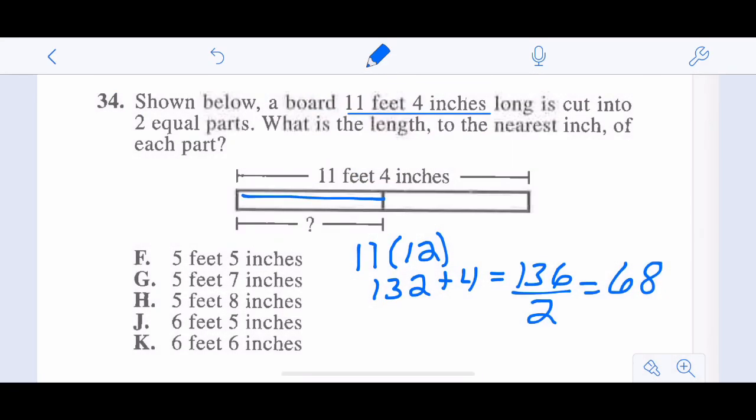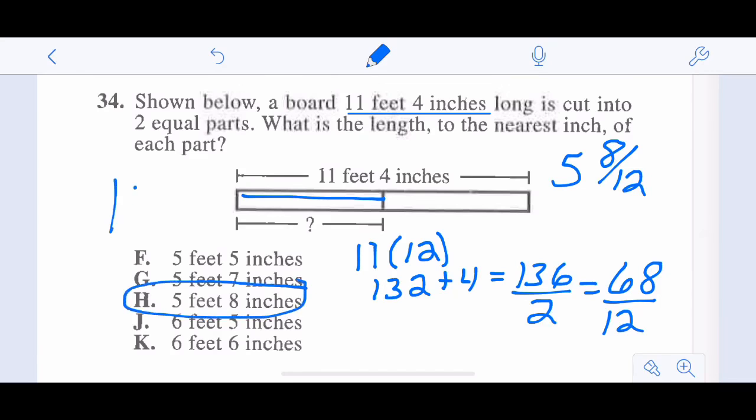So from here to here, 68 inches. We want to convert that to feet, so we divide it by 12. So 68 divided by 12 is 5 feet with 8 inches left over. So 5 and 8/12, or choice H.